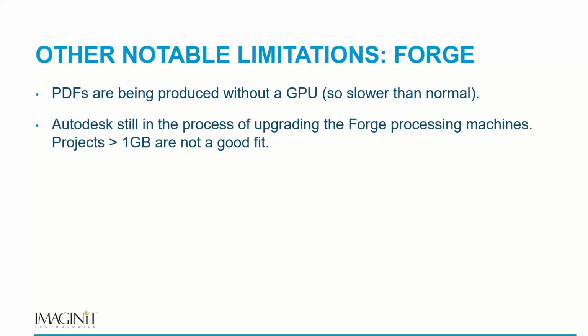The other thing is we talked with Autodesk the other day. They're still in the process of upgrading their Forge processing machines. So today, projects that are over 1 gigabyte, which I realize is a not insubstantial percentage for some of you, are really not a good fit for running in the Forge processing machines. But we believe that they'll get those upgraded in the coming weeks and months, so that those will be able to run nicely as well.